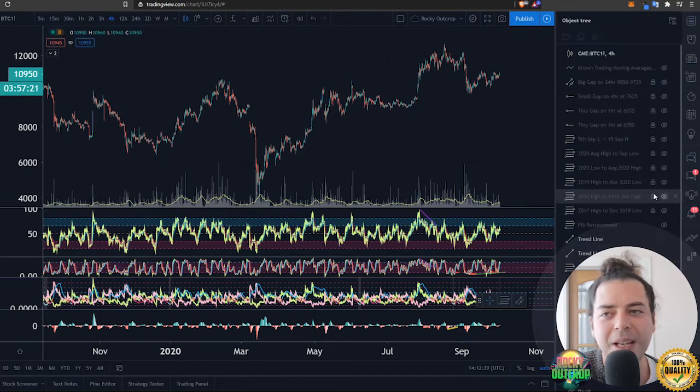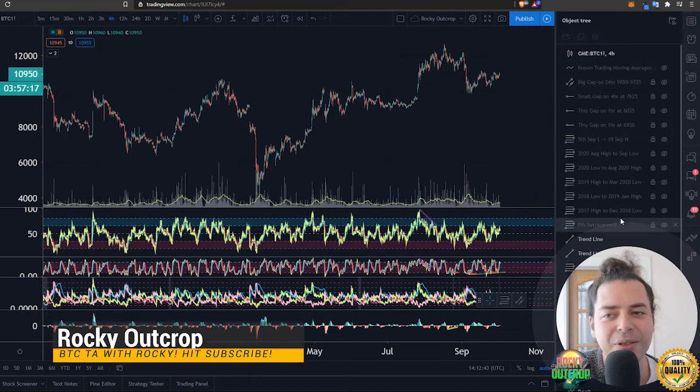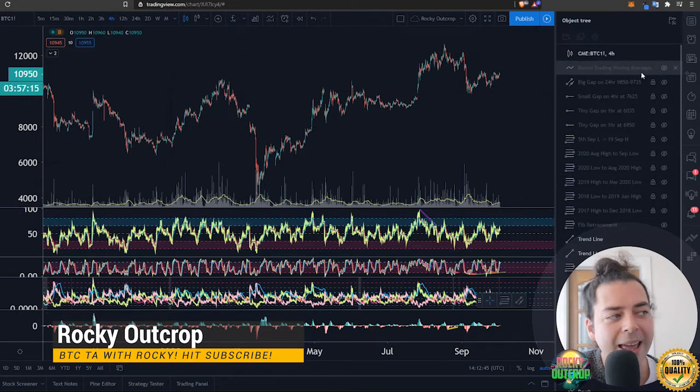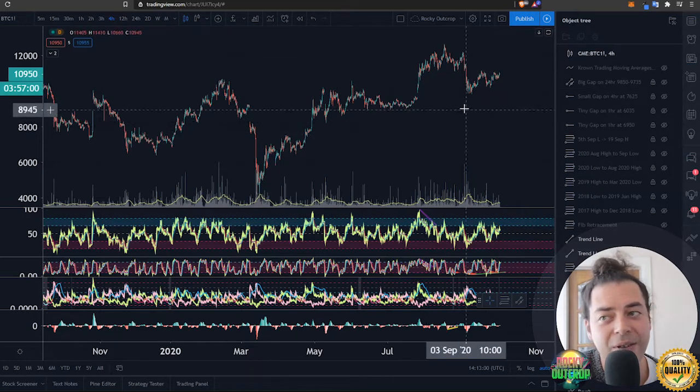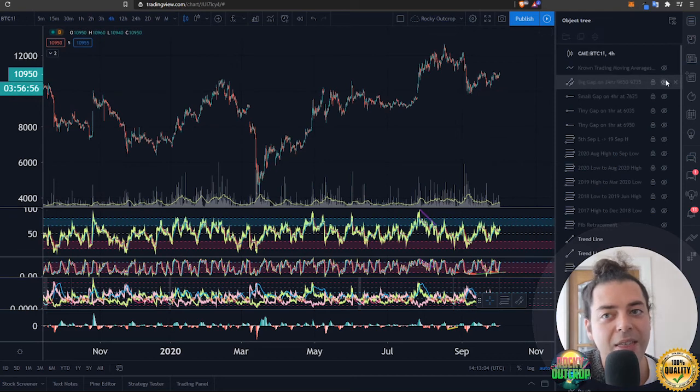If I open up the object tree and you look above my head there, you can see that I have several drawings on the charts, but they're all hidden at the moment and they all have their own names. And I can show you quick and easy little things, like if I want to make a reference to the big gap that we can see on the 24-hour timeline down there between 9,850 and 9,735 on the Chicago Mercantile Exchange. That's the gap that started over here and was partially filled here. Then I can just pop that right on there for us.